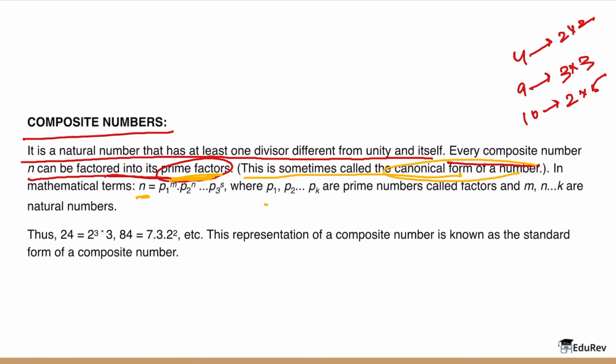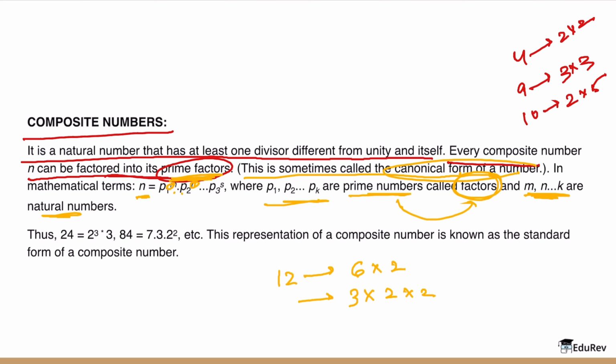So p1, p2, pk are prime numbers, which are also called the factors of this number, and m, k and n are natural numbers. These are the powers, the exponents, of these numbers. For example, if I take 12, 12 is nothing but 6 times 2, and 6 is nothing but 3 times 2, so 12 is 3 into 2 times 2. This power is going to be your natural number. So that is your composite number.